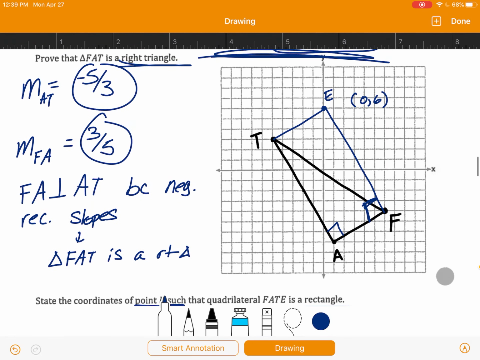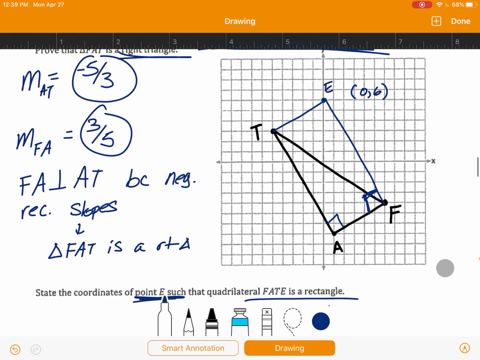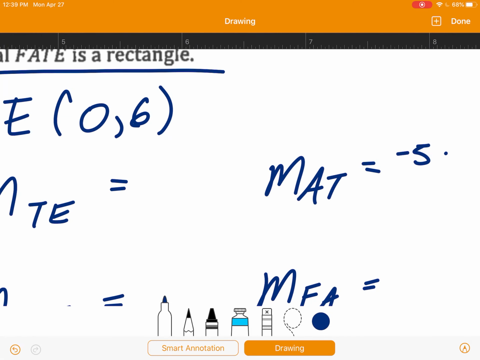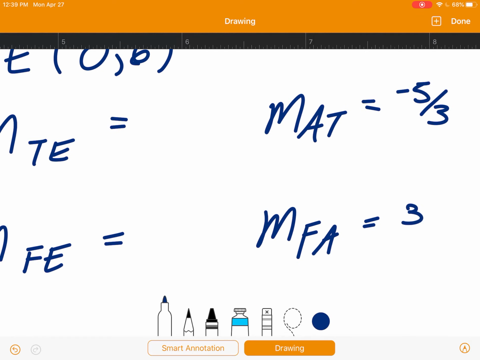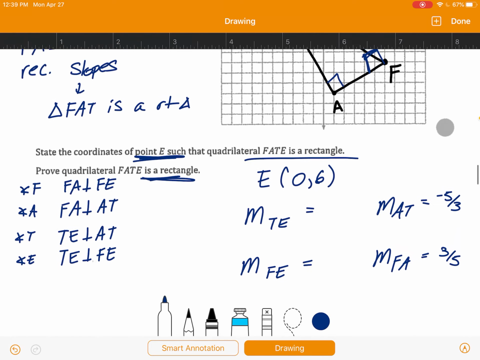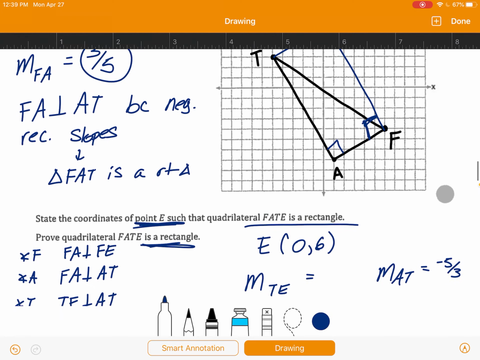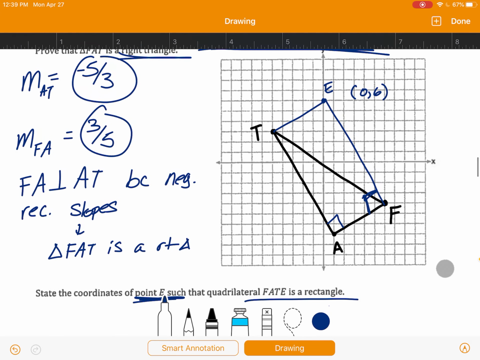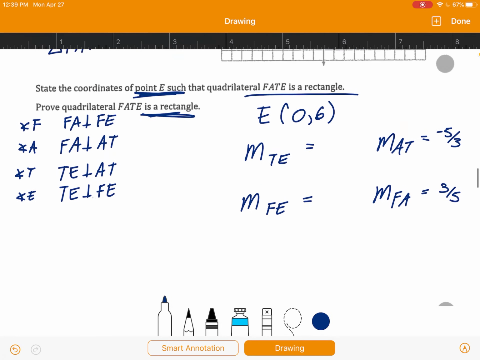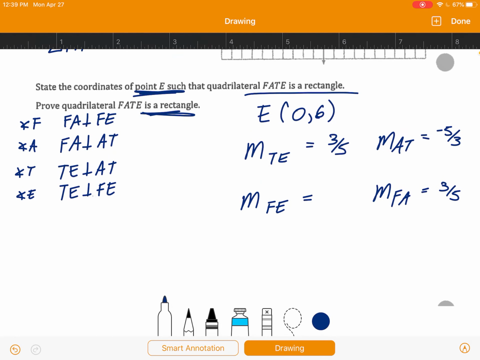And we already figured those out, so we can keep the same numbers. So -5/3, and then this one was 3/5. Okay, so if you do the same process and find the slope for the other 2 sides, then we'll be able to make these connections. So if you look at TE and you count the boxes, then you're going to go up 3 and over 5, so 3/5. So TE has a slope of 3/5.